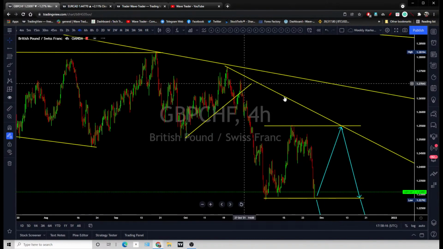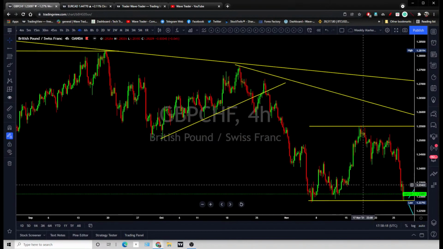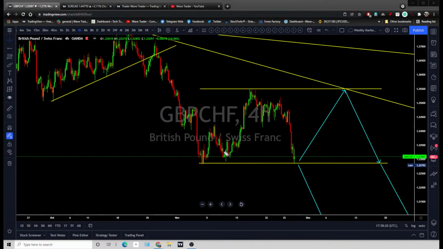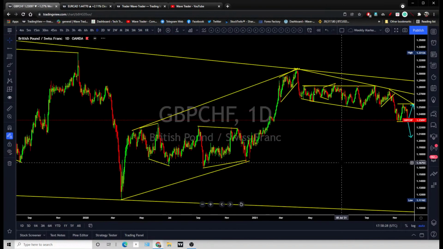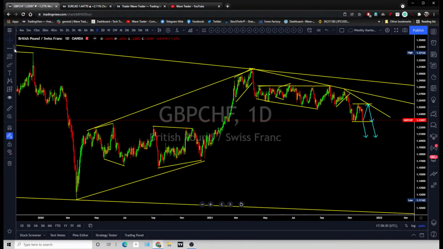Pound-Swiss, same like the CAD-CHF. So flat formation. All right, go back up, hold that and continue. Not the best pair. This is not the best pair, and I wouldn't suggest you do anything. But I'm looking for this to continue to keep dragging lower.